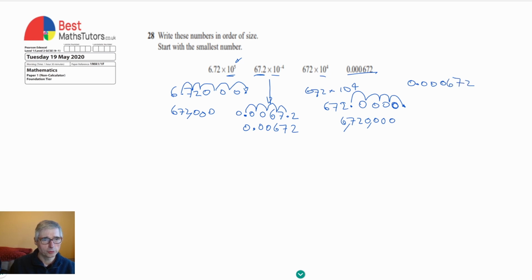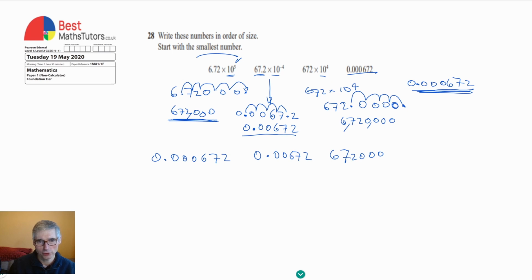So now what we need to do is compare the numbers. Starting with the smallest number, and we can see that this one, now we can do the comparison, this one is actually the smallest number. Then if we go to the next smallest, it's this one. The next biggest, or the next one along, is this one. And finally, we've got the 6,720,000.